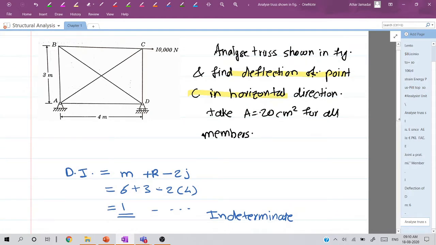There is one correction here. This area is given as 2 centimeter square, not 20 centimeter. Sorry, this area here is given as 2 centimeter square. So this is one correction.